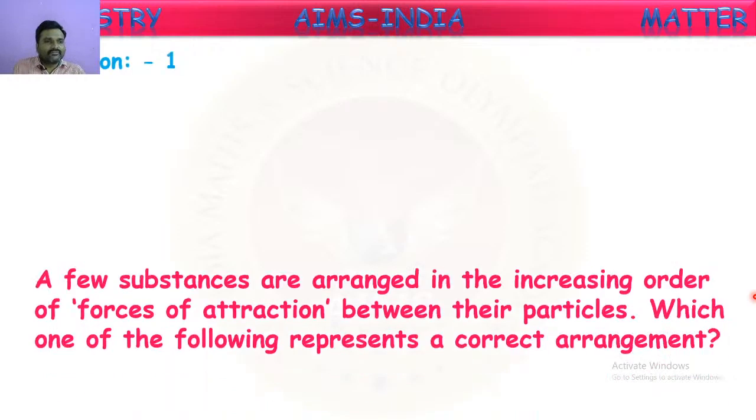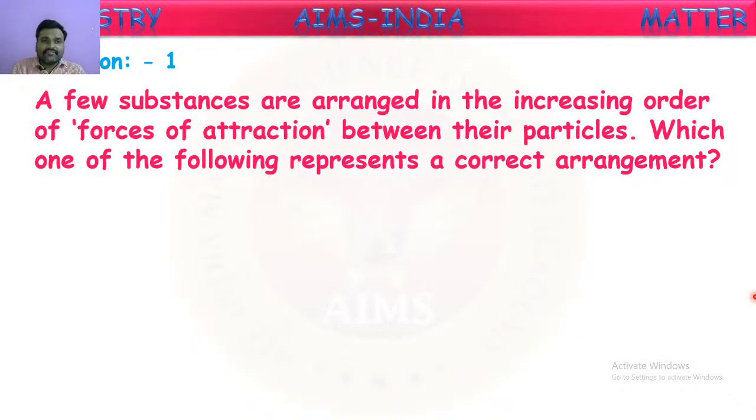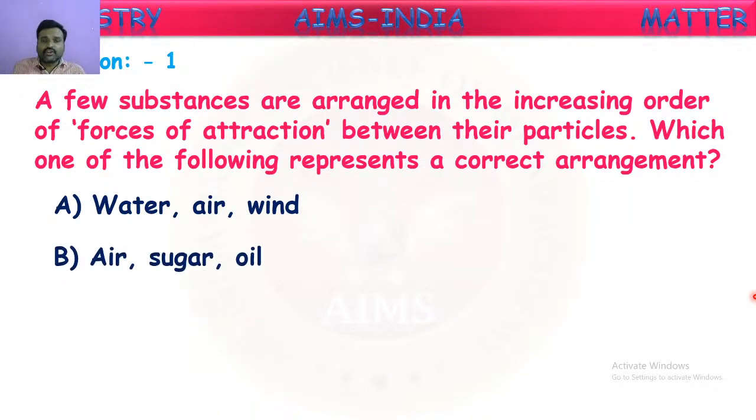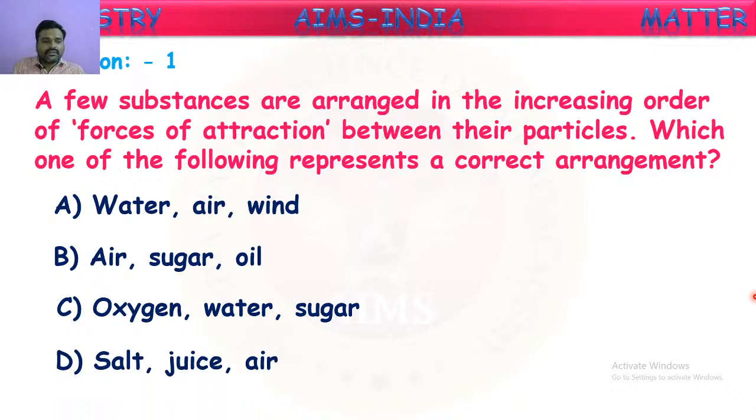Out of them, the first one, read the question carefully. A few substances are arranged in the increasing order of forces of attraction between their particles. Which one of the following represents a correct arrangement? Now let us see the options given. First one, water, air and wind. Second one, air, sugar and oil. Third, oxygen, water and sugar. Fourth one, salt, juice and air. So they are asking us to find out, first we have to know what the forces of attraction are, and then the increasing order of forces of attraction we have to identify from these.